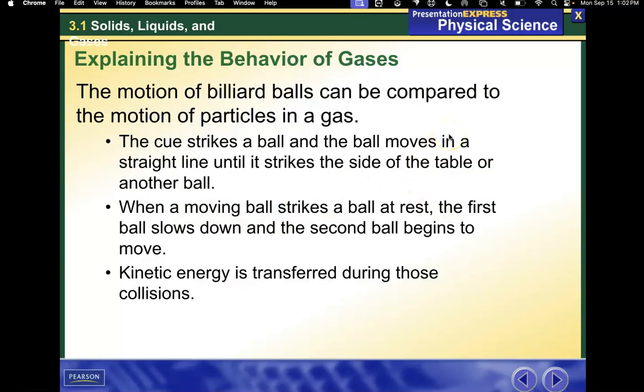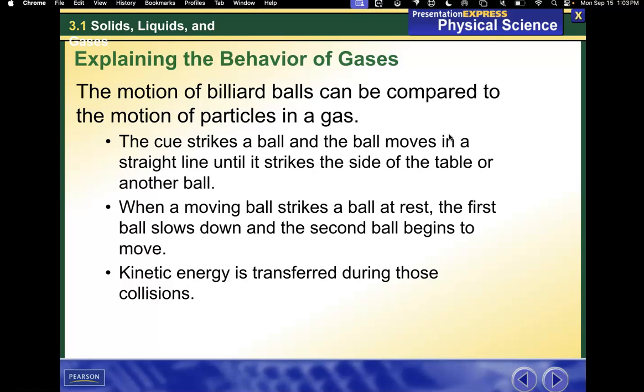The motion of billiard balls can be compared to the motion of particles in a gas. The cue strikes a ball, and the ball moves in a straight line until it strikes the side of the table or another ball. When a moving ball strikes a ball at rest, the first ball slows down, and the second ball begins to move.